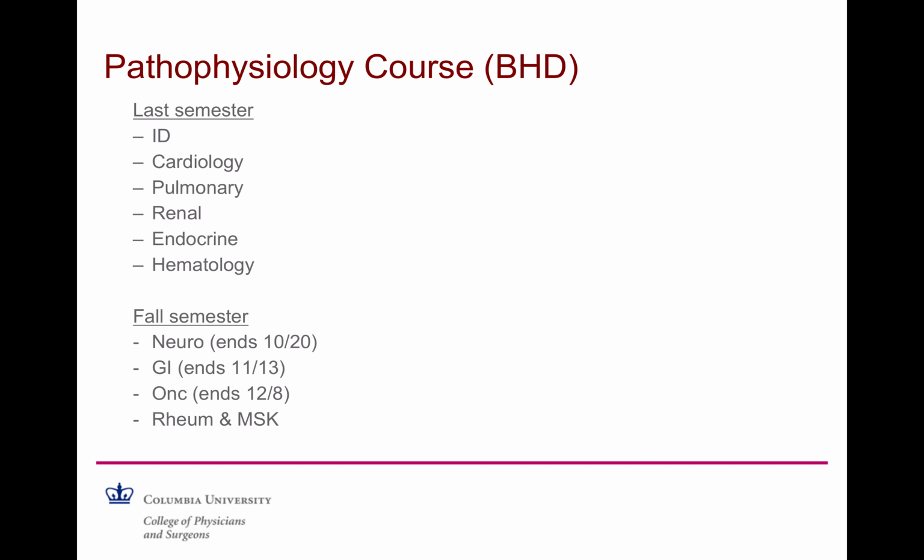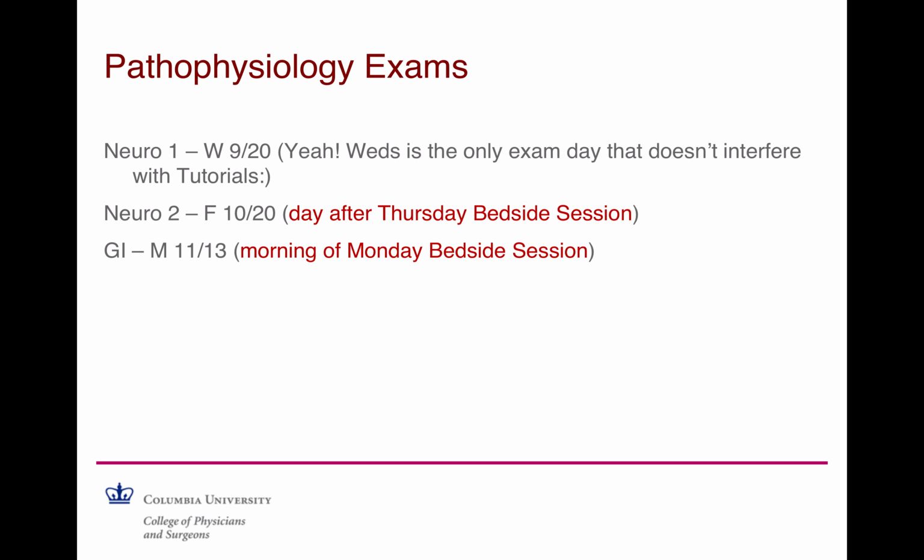This semester they start off with neuroscience. It's a long block. It ends in October. After that they go on to their GI block. Then they go on to oncology, and they end the semester with rheumatology and musculoskeletal. And keep note of those dates to help you think about what they've learned so far in their other parts of their curriculum.